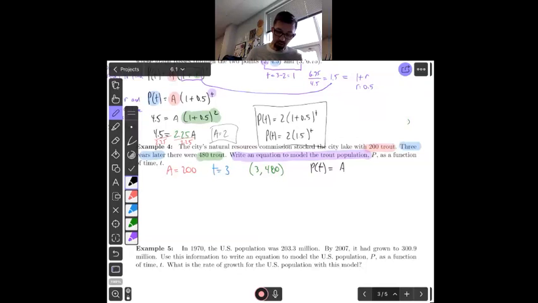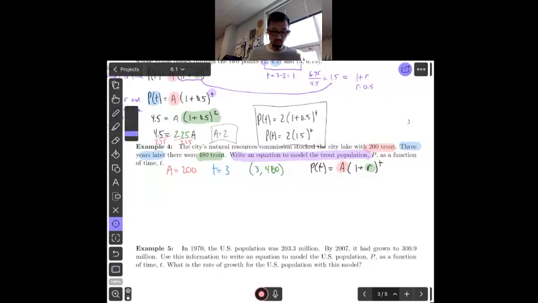Just look at what the function looks like. What are we missing? Again, what we need there is A and R. We don't want T and P of T to be numbers when we're done. We want those to be letters. But you can see that we don't have R. We know what A is. We don't know what R is.